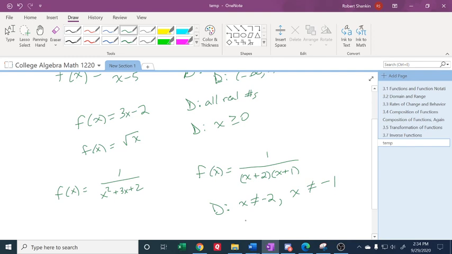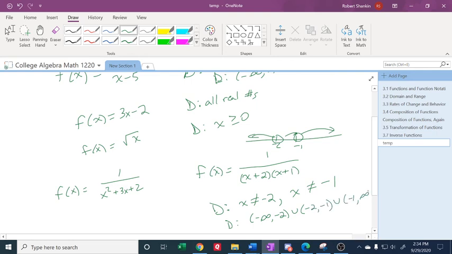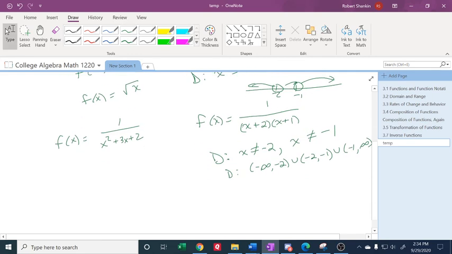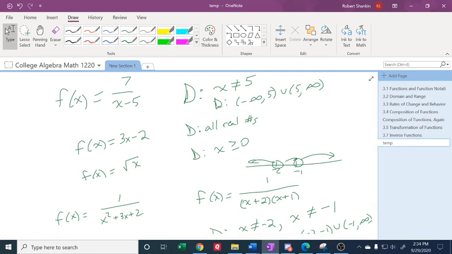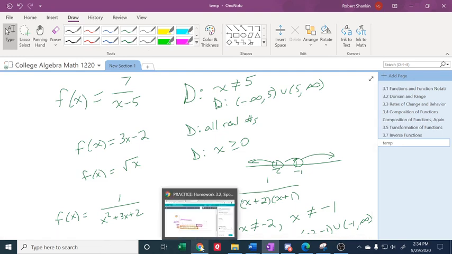And then if you wrote that in interval notation, you kind of think of it on the number line. Everything over here, everything between the two, everything over here. So it would be like this. Okay. All right. And let's go back.